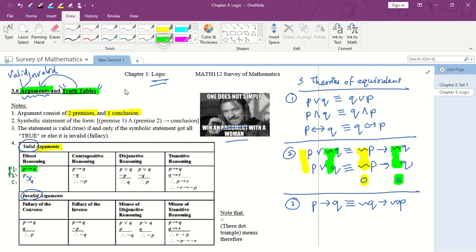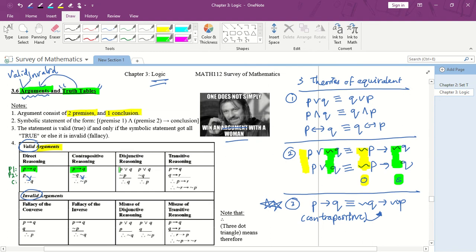And of course, the same thing here in the contrapositive reasoning. P conditional Q is the same thing as negation Q conditional negation P. Isn't that what we learned in the third one? P conditional Q is equivalent to negation Q conditional negation P. Remember, this is what we call the contrapositive of this conditional statement. And the same thing here.